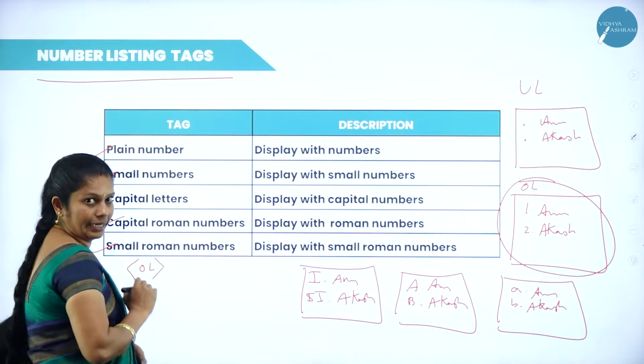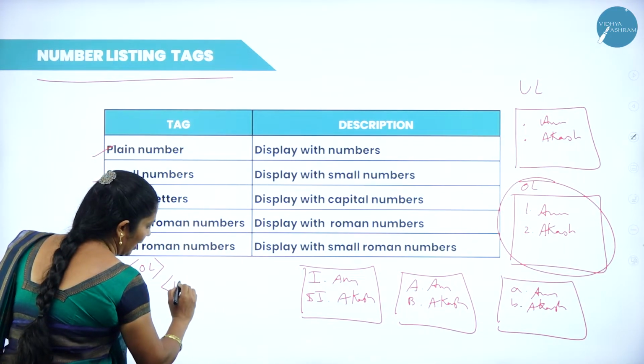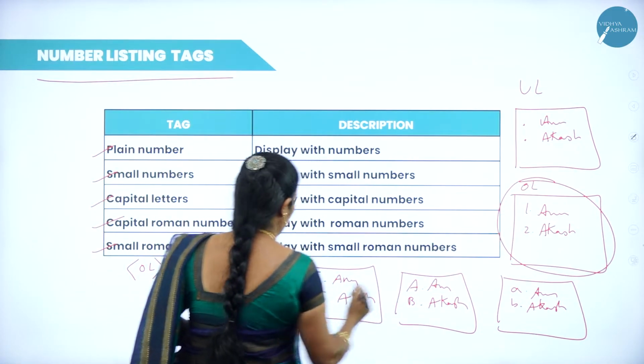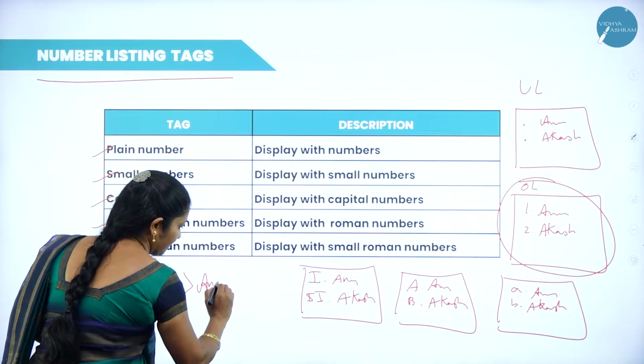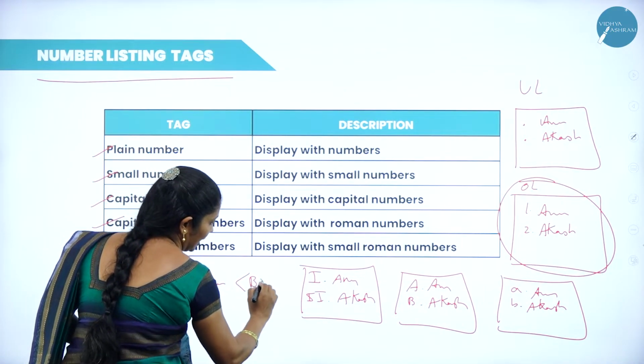That is ordered list. Wherever you want to display the numbers, there write an LI, list item. What is the content here we want to write? Anu. Write Anu. Then afterwards, we want to move the cursor to the next line. Then BR tag.